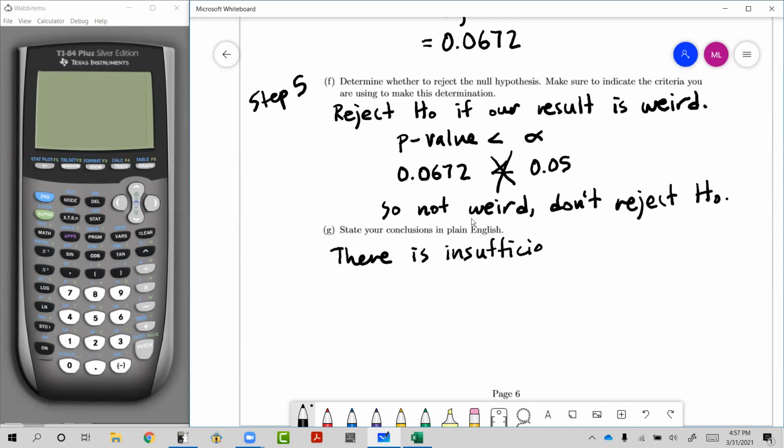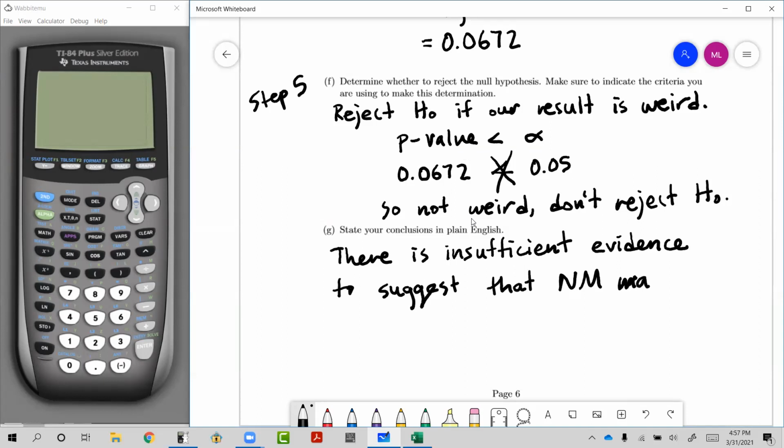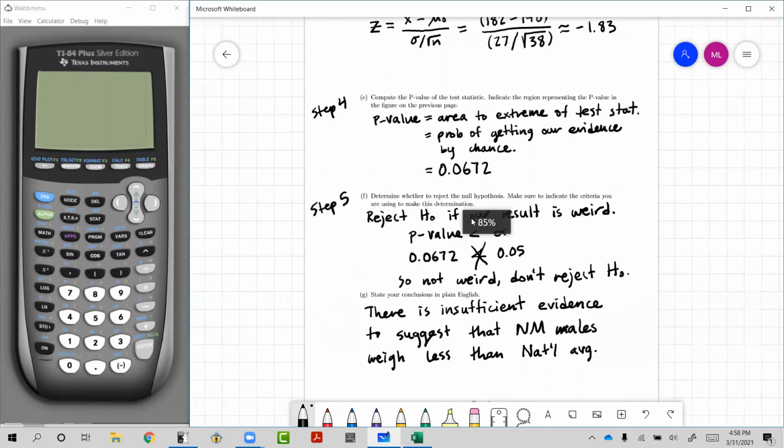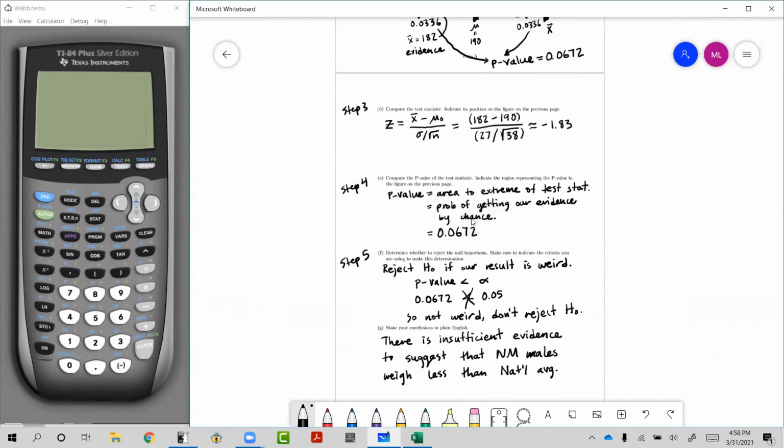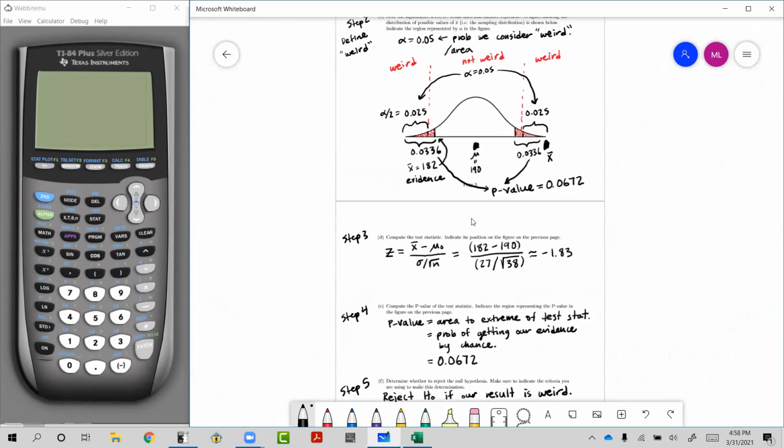There's insufficient evidence. We do have evidence that New Mexican males weigh less than the national average, but it is insufficient. So we have insufficient evidence to suggest that New Mexico males weigh less than the national average. Any questions on that one?